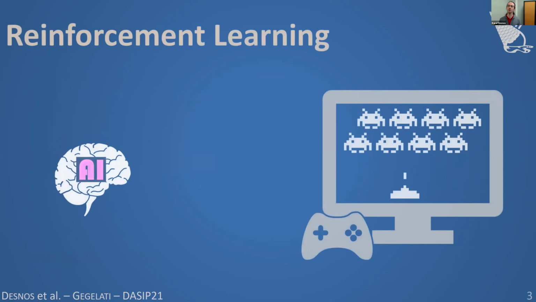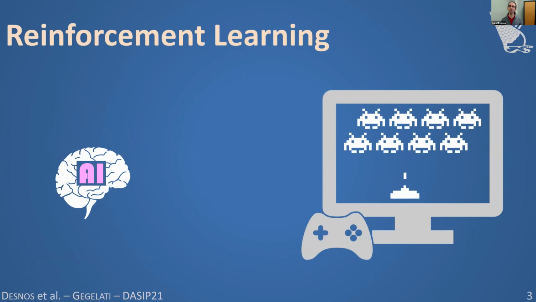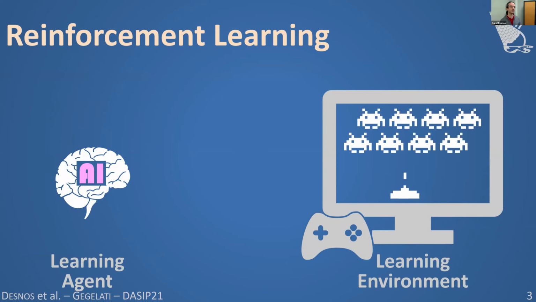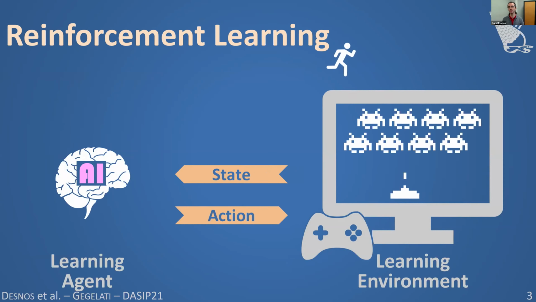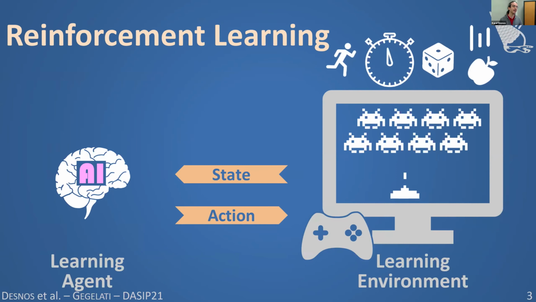So, first of all, what is reinforcement learning? In reinforcement learning, you have an artificial intelligence called a learning agent that is interacting with a learning environment. By observing the state of the environment, the learning agent is able to react and perform some actions on the environment, which will change the state of the environment. The state of the environment may also change because of time, because of randomness, or because of physical aspects. Then, as the state of the environment evolves, the learning agent has the ability to react again, and so on.